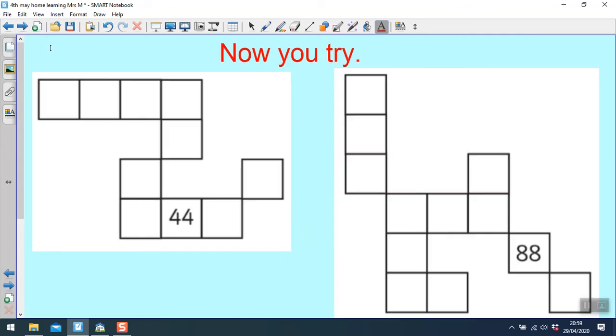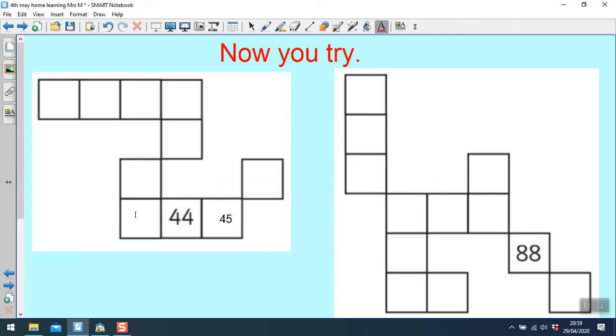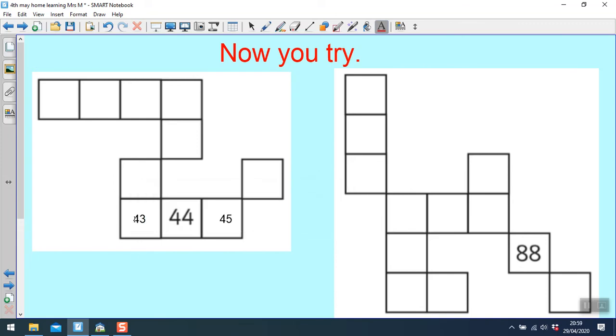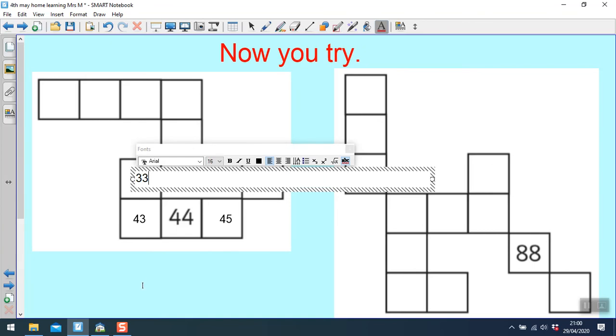Now you have a go at these. Pause the video while you do this. So I'm going to start with this 44. I know that to the right is going to be one bigger, which is 45, and to the left is one smaller, which is 43. Moving up is subtract 10, so that's 33.